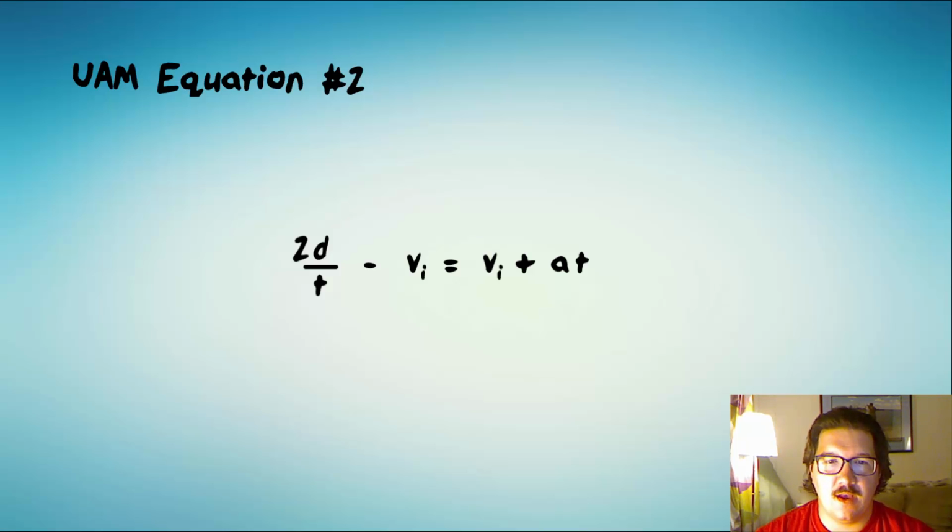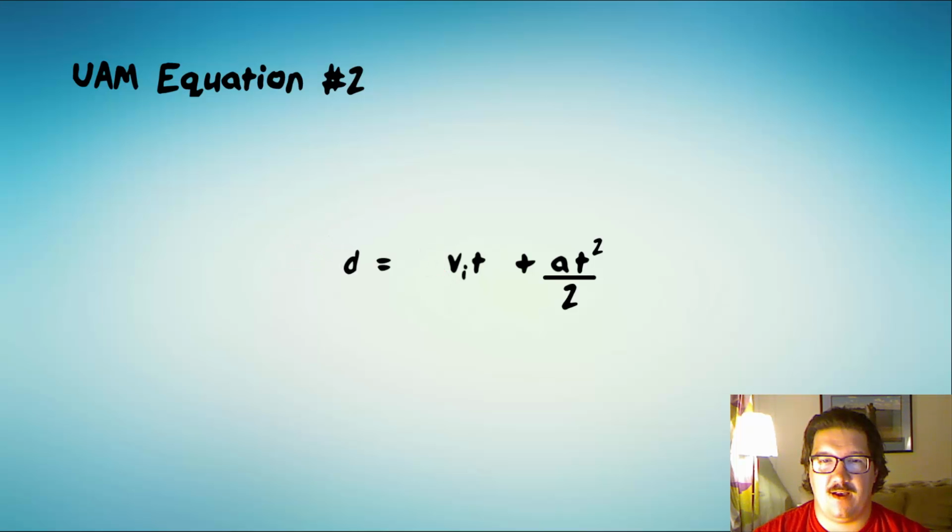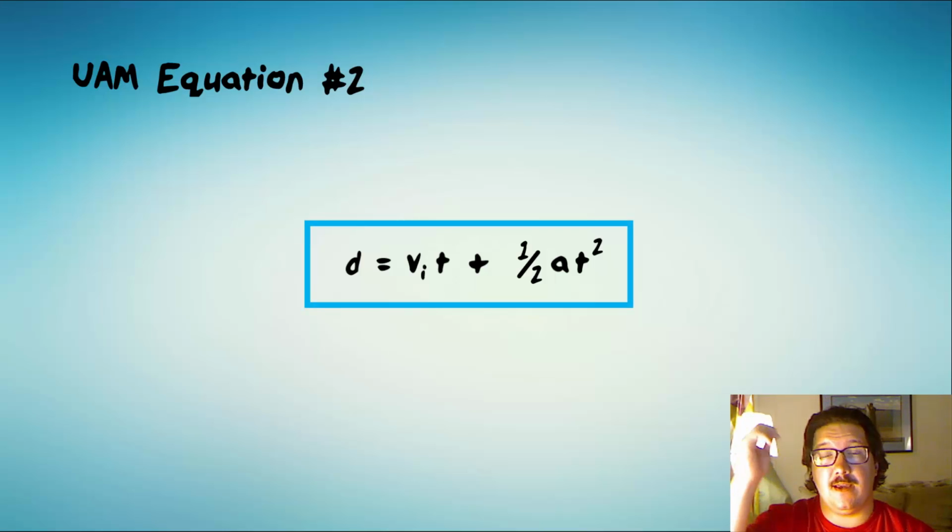That's our goal. So now let's combine the vi's by adding a vi to both sides. And I don't like that t in the denominator, so let's multiply everything by t. So we get 2vit plus at squared now. And let's get rid of these 2's. Let's divide everything by 2. So those 2's go away. And now we're just kind of cleaning up a little bit. We get d equals vit plus 1/2 at squared. That is UAM equation number 2.